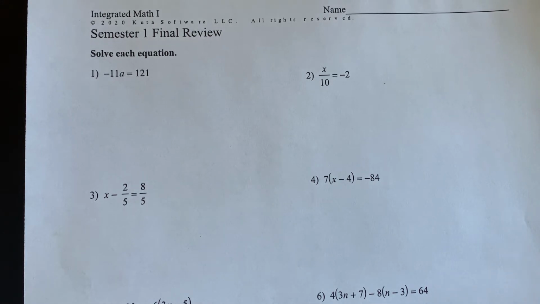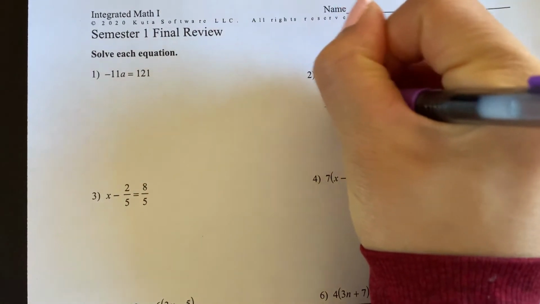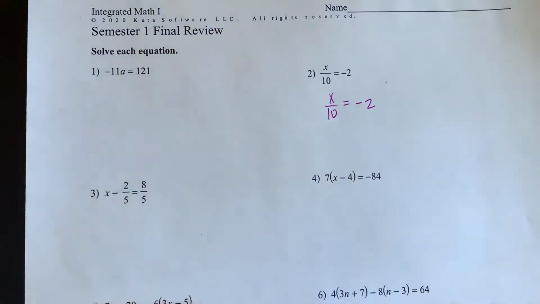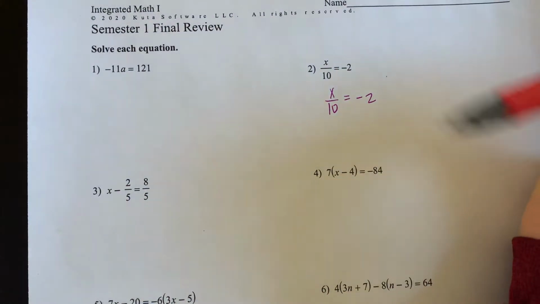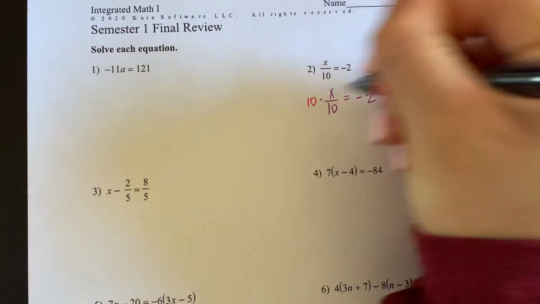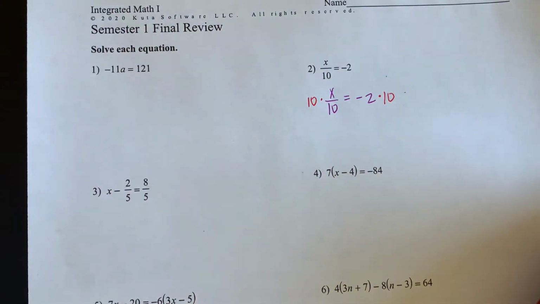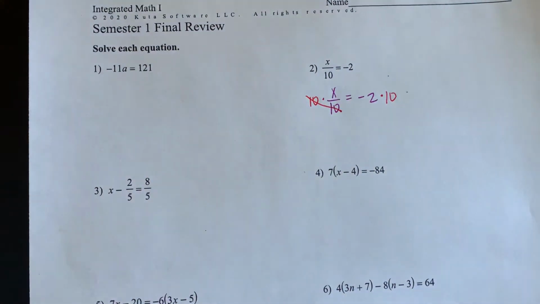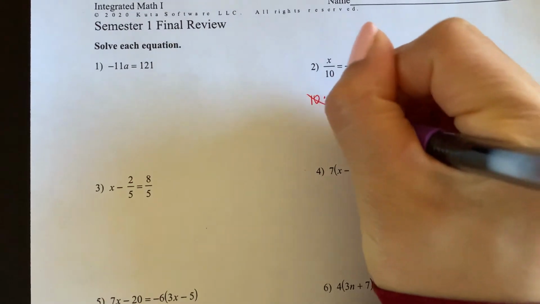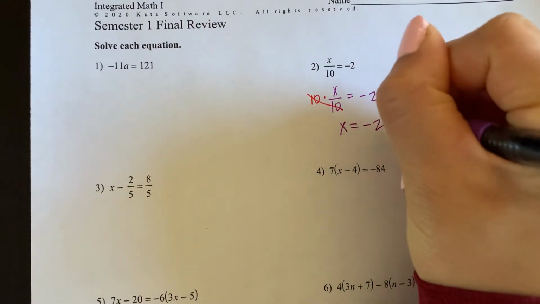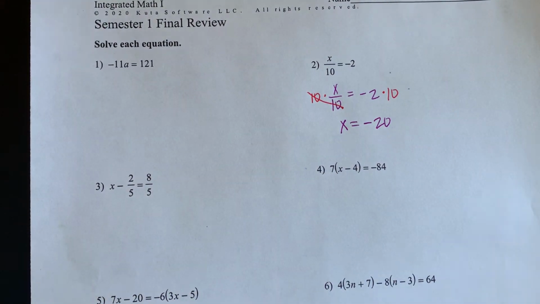So number 2 just means x divided by 10 equals -2. So the inverse of dividing by 10 would be multiplying by 10. So if I just rewrite the problem, instead of dividing by 10, I'm going to multiply by 10 to both sides. What happens is these guys cancel out. -2 times 10 is -20. And that's your final answer.